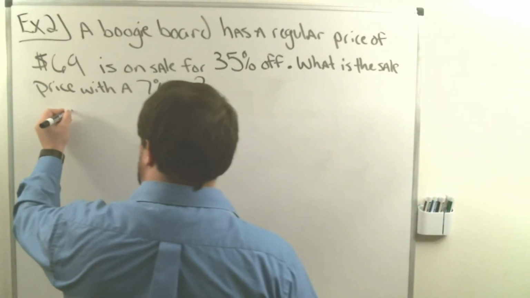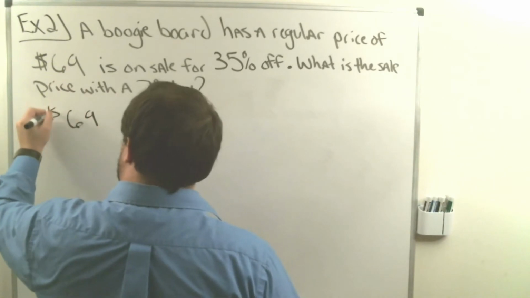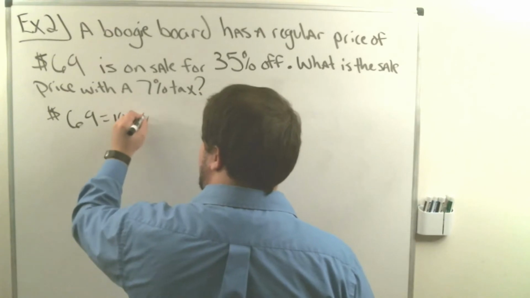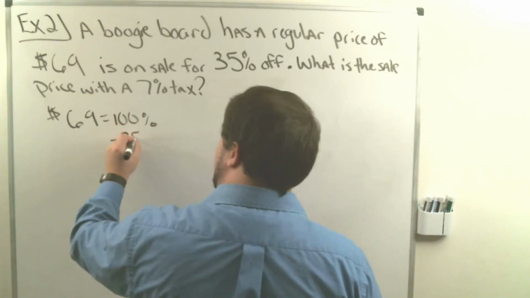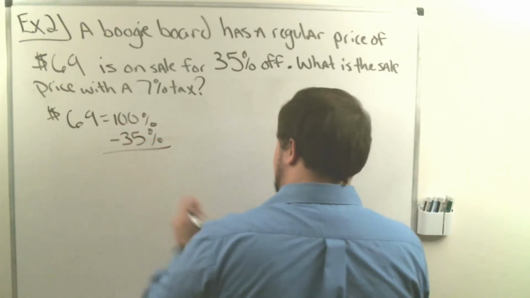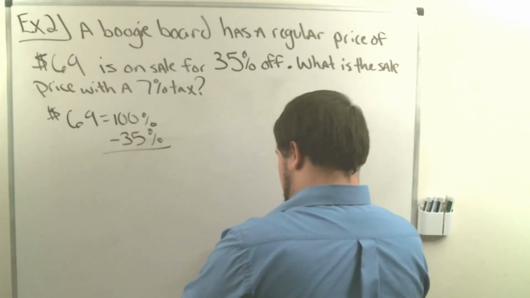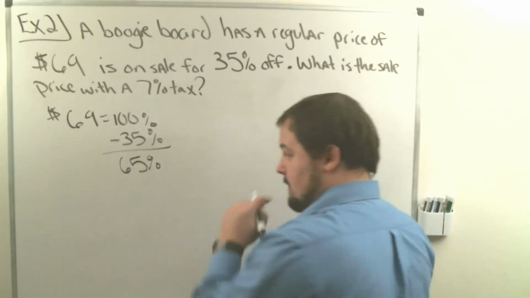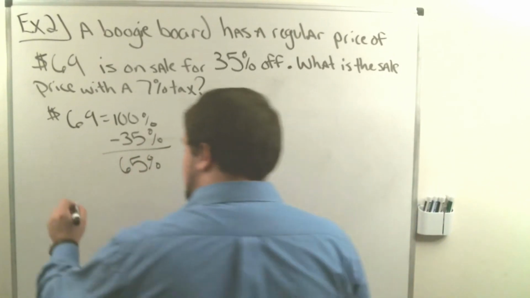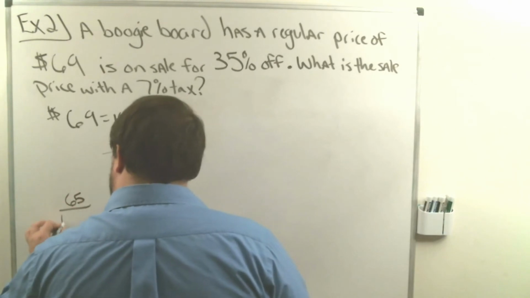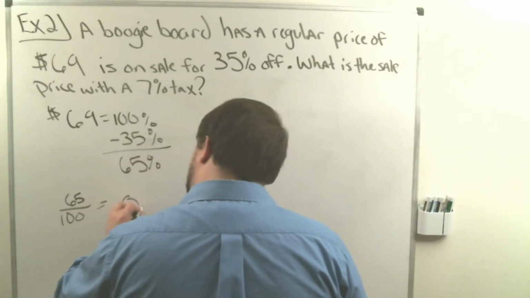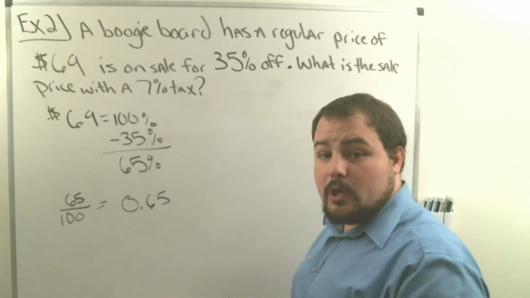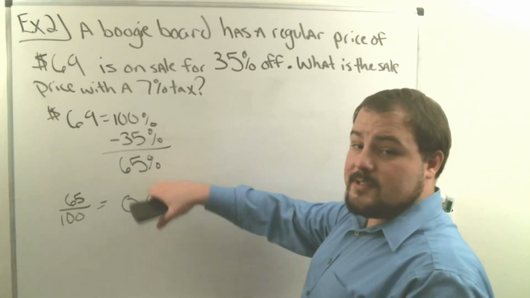We're going to say that $69 represents 100%. We get 35% off, so we're going to subtract 35%. Well, 100 minus 35, that gives me 65%. Now, if I take 65 divided by 100, I get 0.65. So this is actually the percentage we're going to pay as a decimal. We're going to pay 65%.